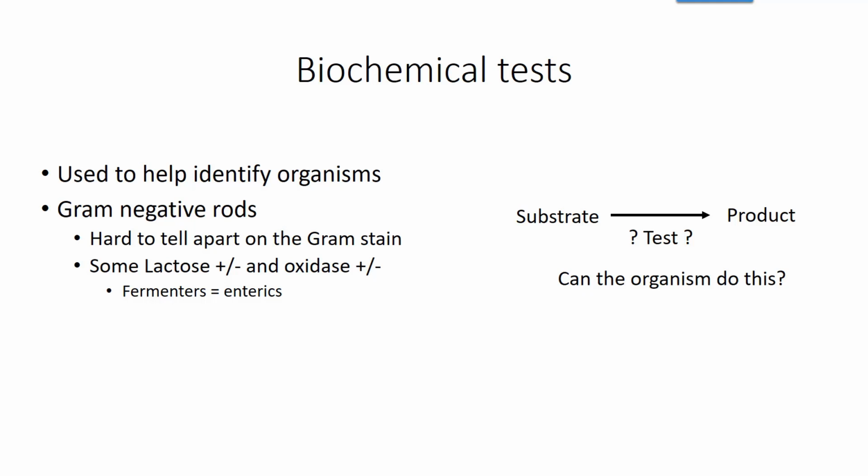If it does, there's going to be some indicator in there, just like on the plates, but now it's going to be in tube form. We're going to look for a color change. That indicator is going to tell us whether this product can be made or not, because not all organisms can break down certain substrates and make products, and we're just asking a lot of yes/no questions.